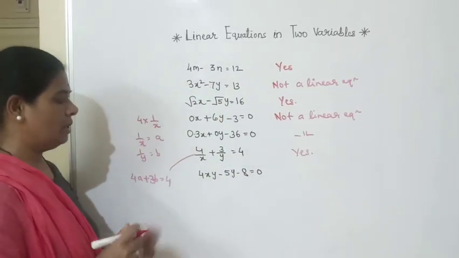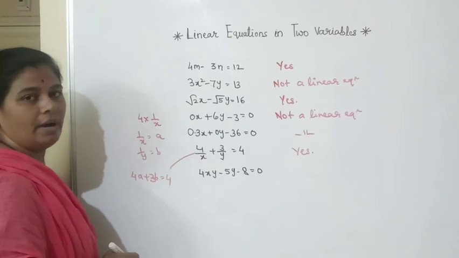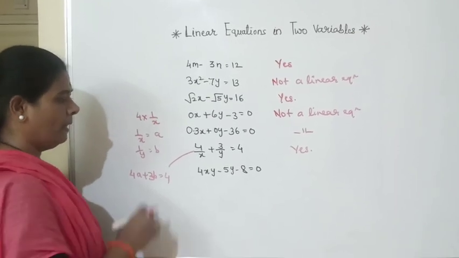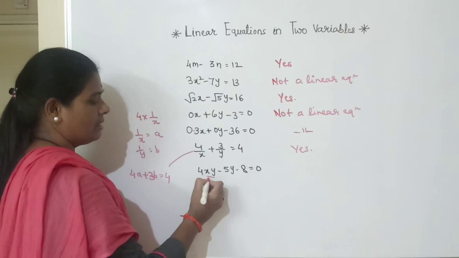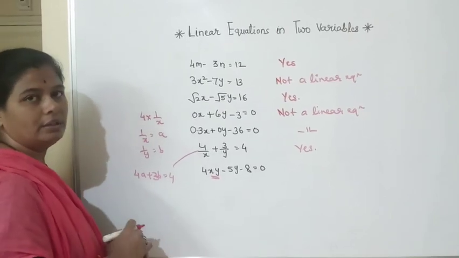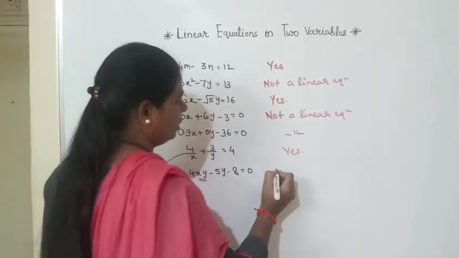Next one is 4xy minus 5y minus 8 equal to 0. Here in this equation we can see that x and y are given together. So this is not a linear equation.